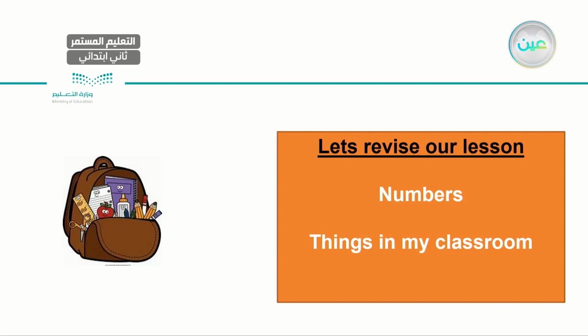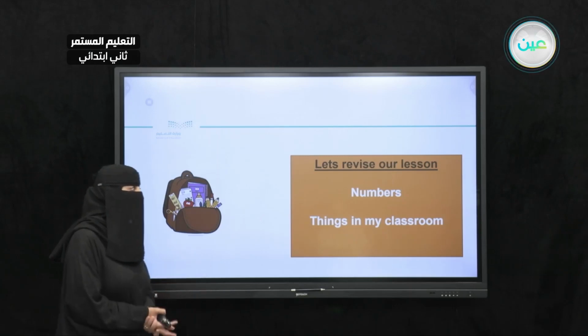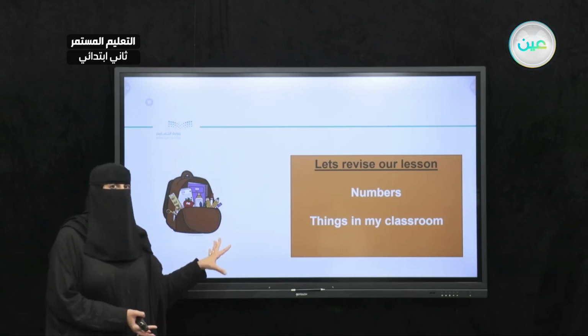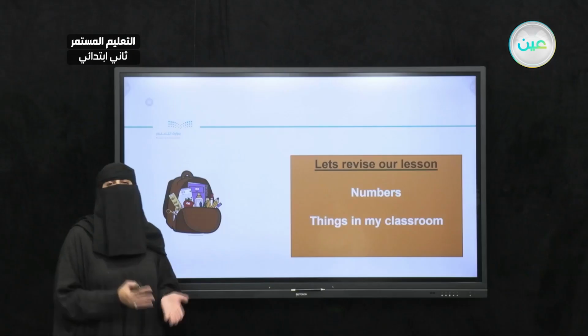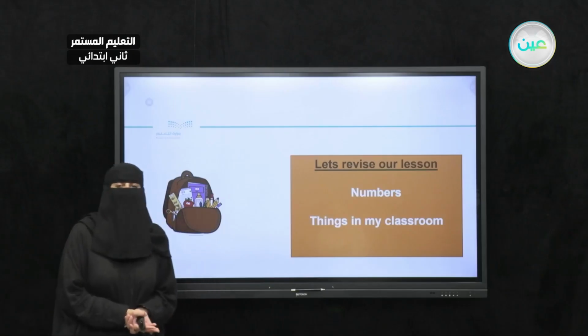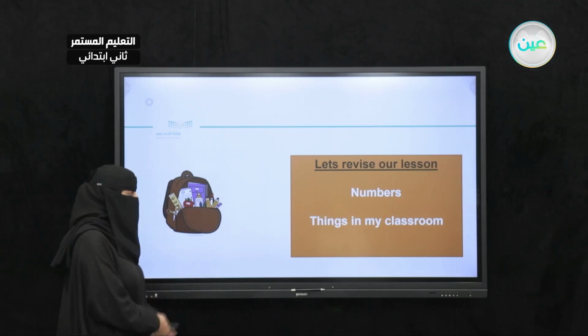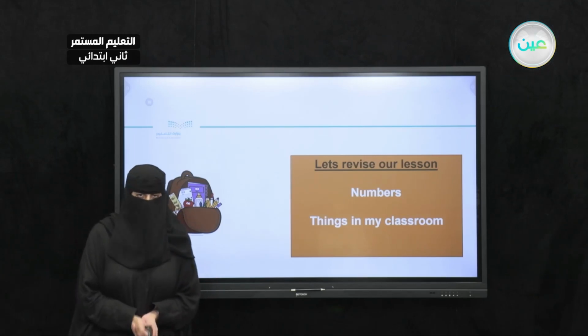So let's start. Bismillah. Let's start by revising what we have learned in the previous lesson, my dear student. In the previous lesson, we introduced 5 more numbers. We will revise them in a minute or two. Also, we were able to name things in my classroom, or perhaps things in my bag, like I have a window, I have a board, I have a table, I have a desk. Also, we were able to name things inside my bag.